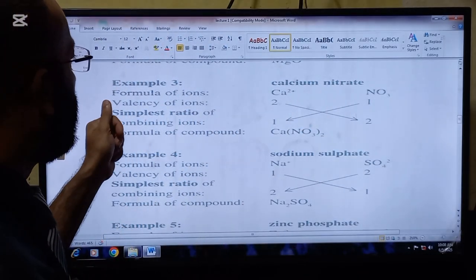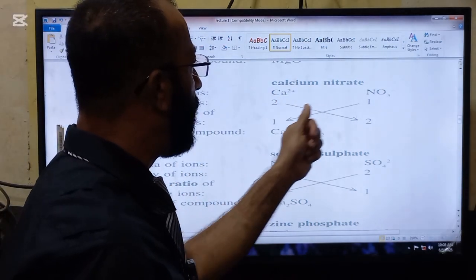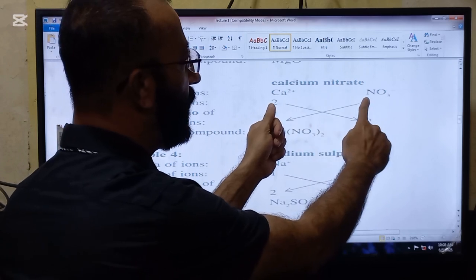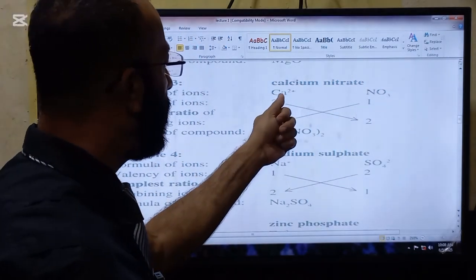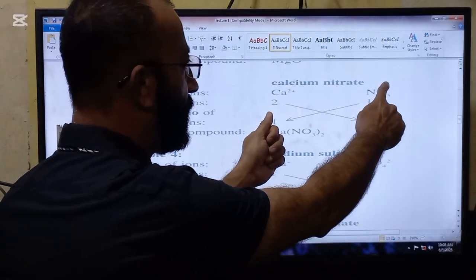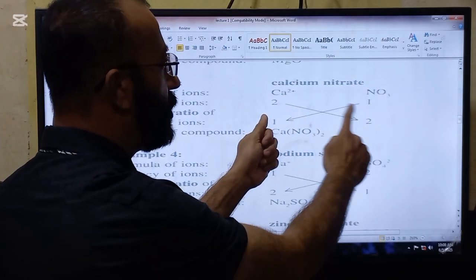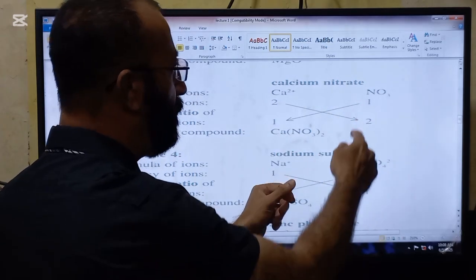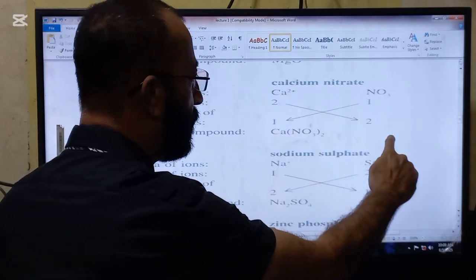First step will be the formulas of the ions. The formulas of the ions present in the compound are calcium ion, that is Ca2+, and nitrate ion, that is NO3−. Now the valencies are, its valency is 2 and its valency is 1. So simplest ratio now. These two values are not coming in the same table. So the next step will be cross multiply the values. So this 1 will come here and this 2 will go there.